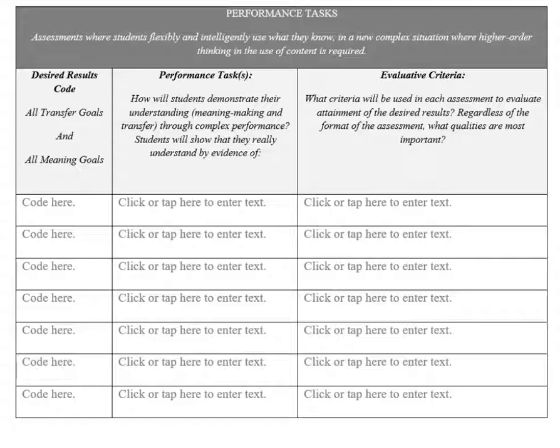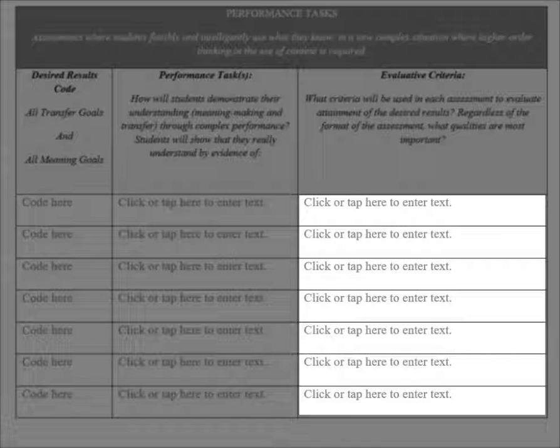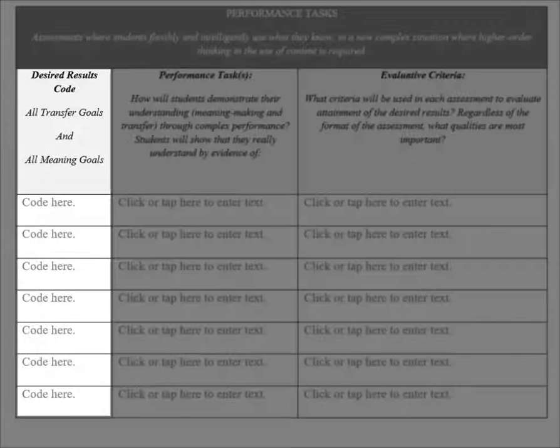Once performance tasks have been identified, enter them here and the evaluative criteria here. Enter all transfer and meaning codes from Stage 1 in this column that correspond with the performance task.